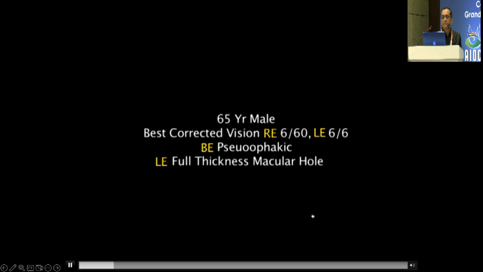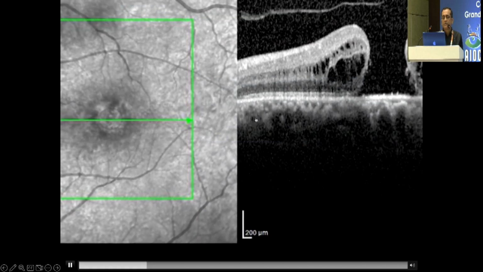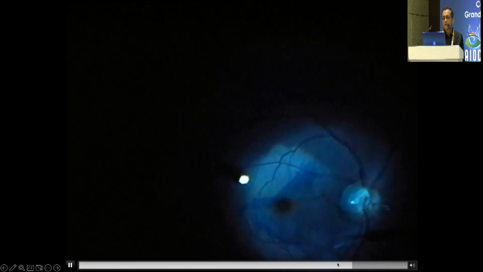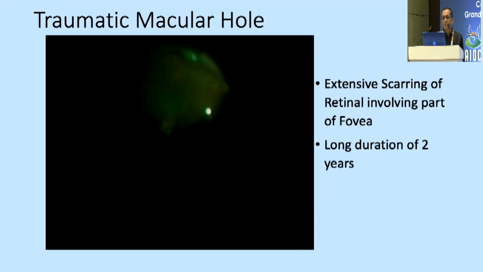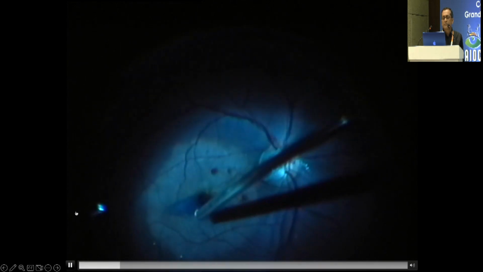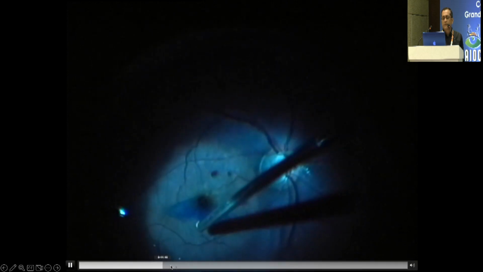This is a patient of the inverted flap technique, both eyes pseudophakic, 6/60 and 6/6 vision. You can see there's a stage 4 macular hole, and this is the 25 gauge surgery we did. After induction of the PVD, we stained with brilliant blue dye and picked up the temporal ILM. And we just trimmed it, and we did not try to put it inside.